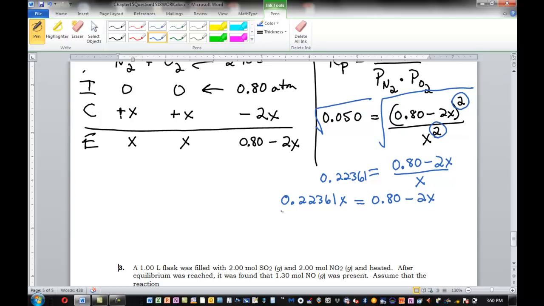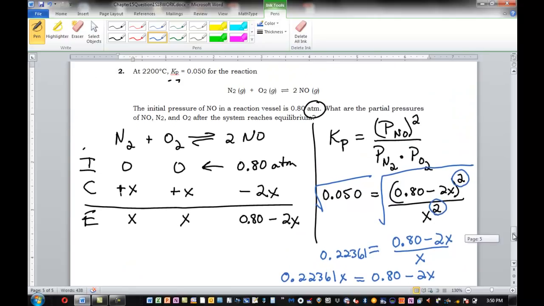All right, add 2x to both sides. So then we're going to get 2.22361x is equal to 0.8. Divide by 2.22361. And I get an x value of 0.35. Well, let's see, how many sig figs do we have? We really only have 2, it looks like. So I'm going to round this to 2 for now.